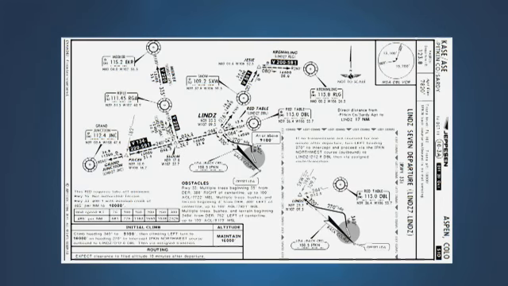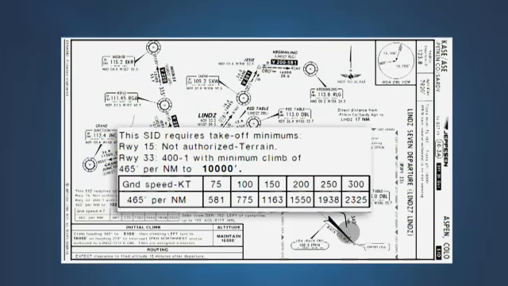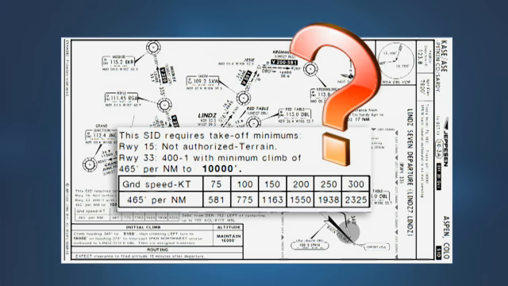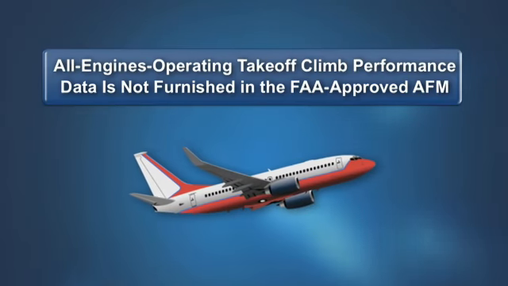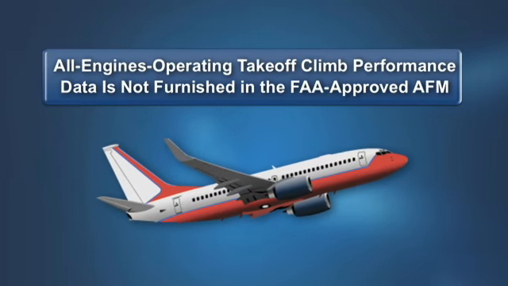As we noted earlier, the climb gradient published on an IFR departure procedure is based on normal all engines operating performance. This often leads to a question: how do I know whether my airplane can meet the published climb requirement? This is not a subject addressed by the certification rules. Therefore, all engines operating takeoff climb performance data is not furnished in the FAA-approved airplane flight manual.